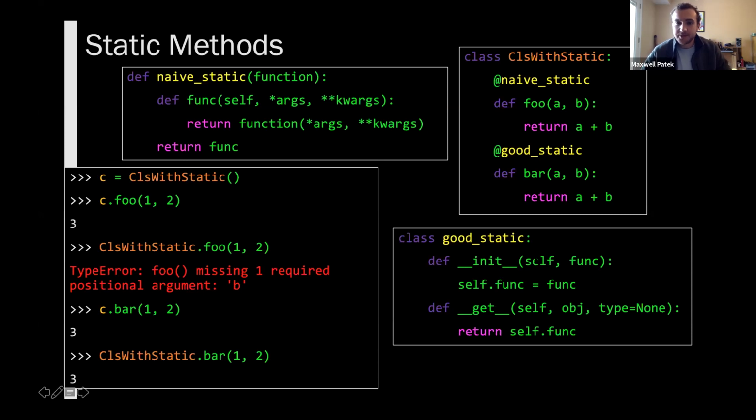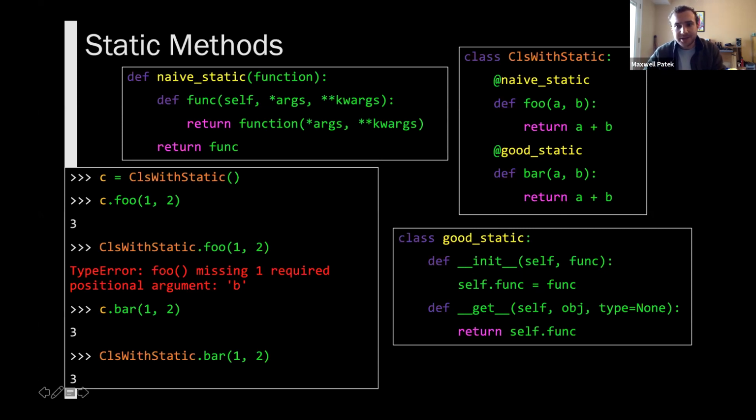This looks weird to me too, because we're using this class to decorate functions, and functions are callable. So it seems like we should have to implement the dunder call method here. If we're taking in this func and instances of good static are supposed to wrap that func, then these instances should probably be callable. We should probably implement dunder call and do some star args and stuff.